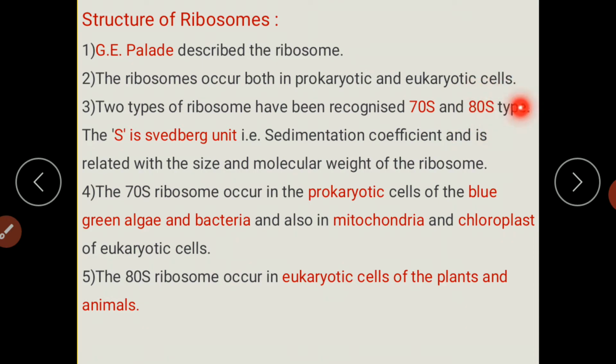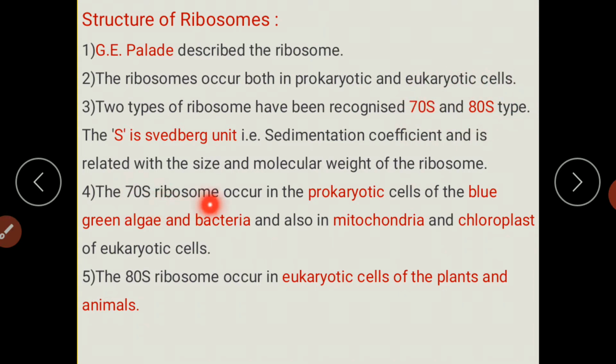The 80S type of ribosome is found in the eukaryotic cell, and the 70S type is found in the prokaryotic cell. The S is the Svedberg unit, the sedimentation coefficient, and it is related to the size and molecular weight of the ribosome. So remember these points: what is 70S, what is 80S, and why they are so called.